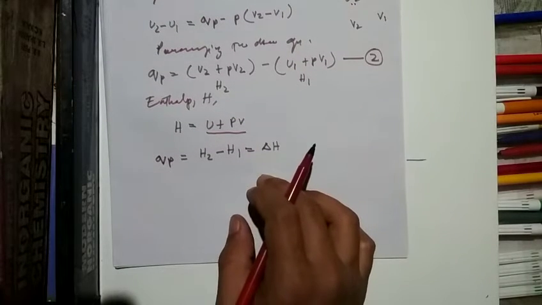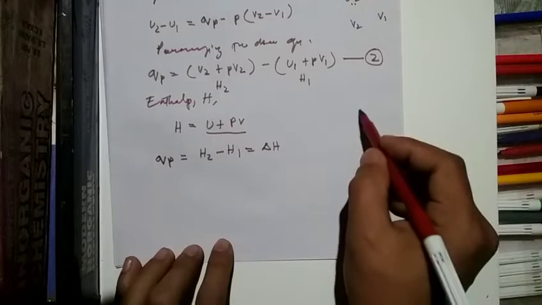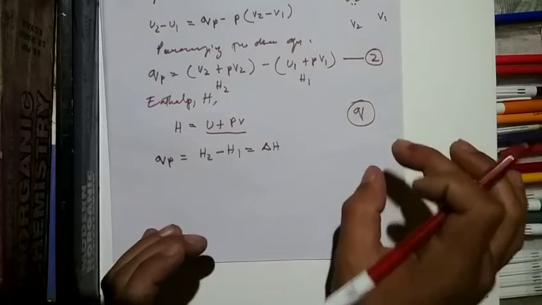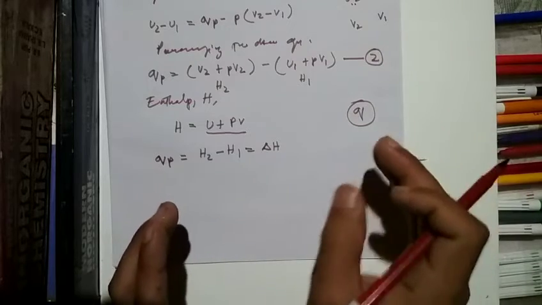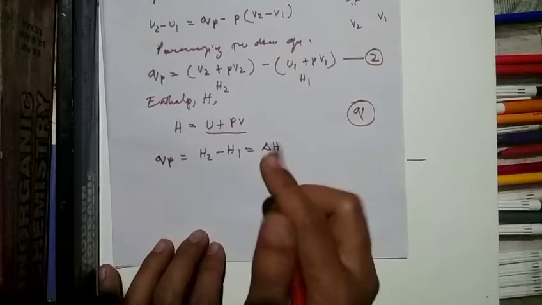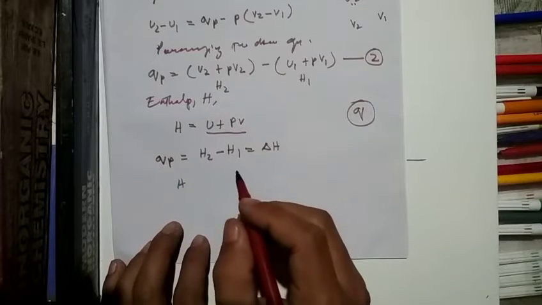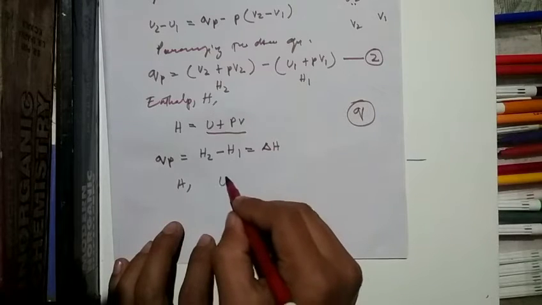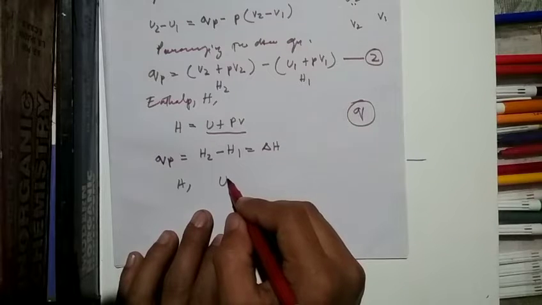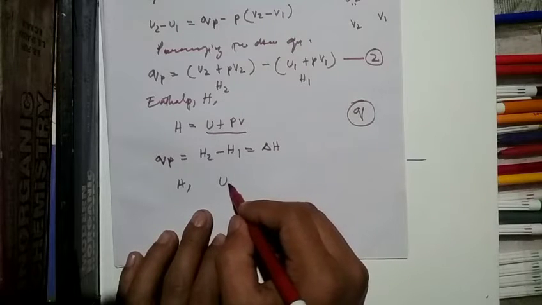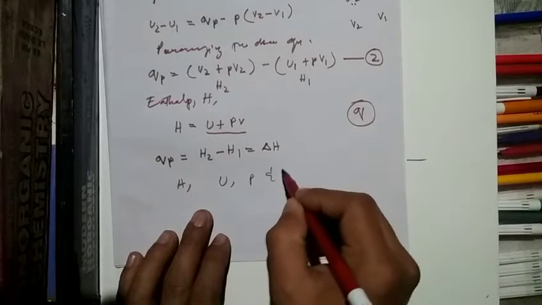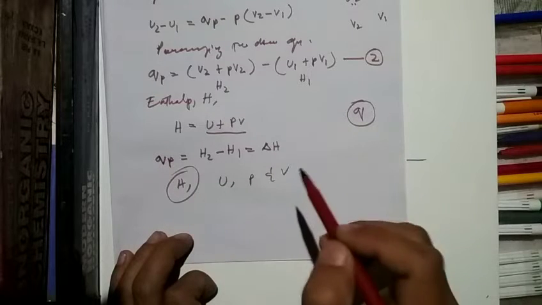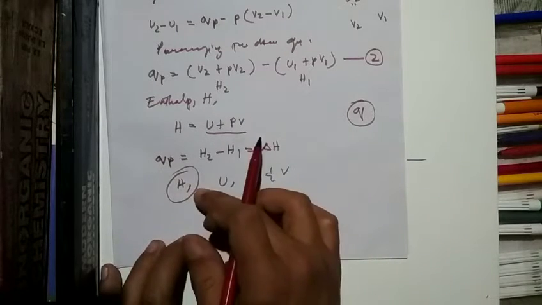Now this heat depends on the path, the flow of heat from one point to another point. It depends on the path. But this H is a state function. This enthalpy is a state function because internal energy is a state function, and even pressure and volume are state functions. That's why enthalpy is a state function.